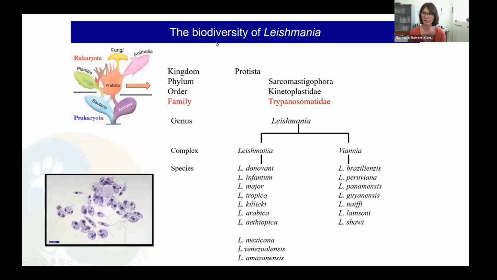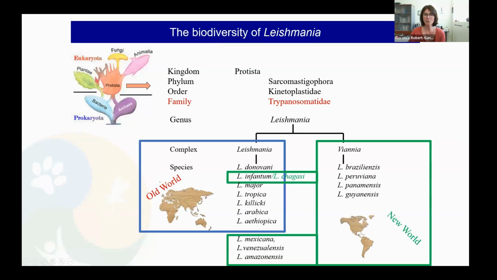Recalling the huge biodiversity of Leishmania, which can infect humans, more than 20 species written here can infect humans, and they belong to two main complexes, Leishmania and Viannia.